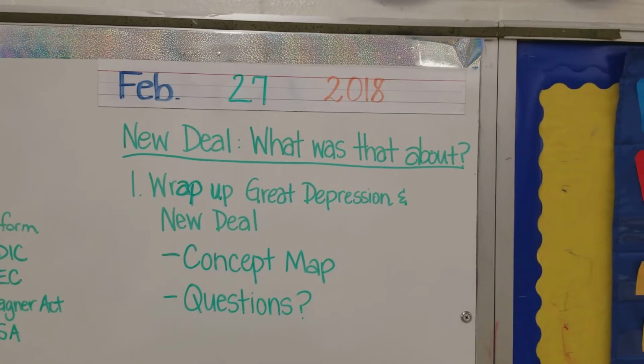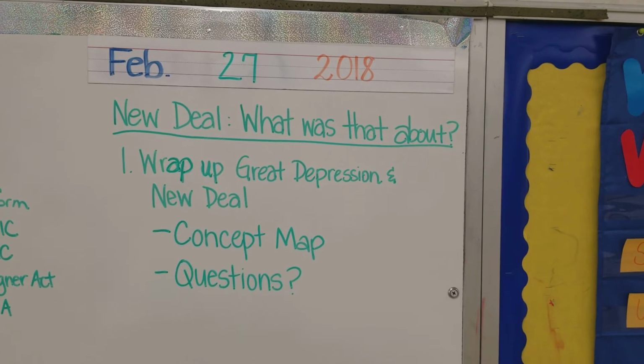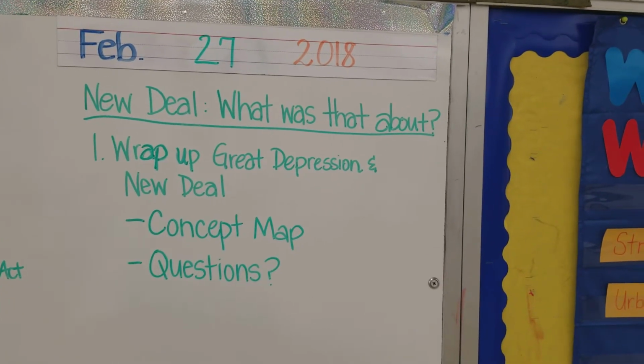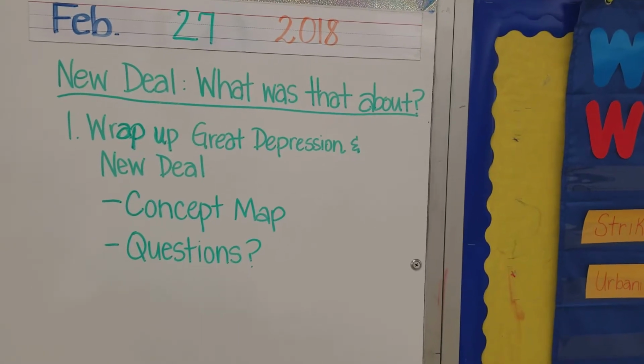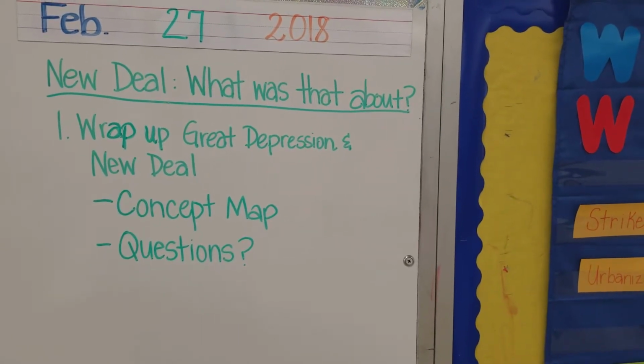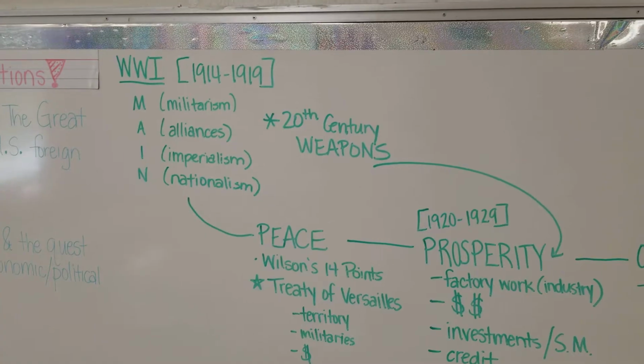All right, young people, today's objective is to get through the New Deal. But in order to do that, we've got to wrap up the Great Depression and lead into the New Deal. And the biggest thing is to make certain that you understand how everything fits together in this particular unit from World War I through the New Deal.